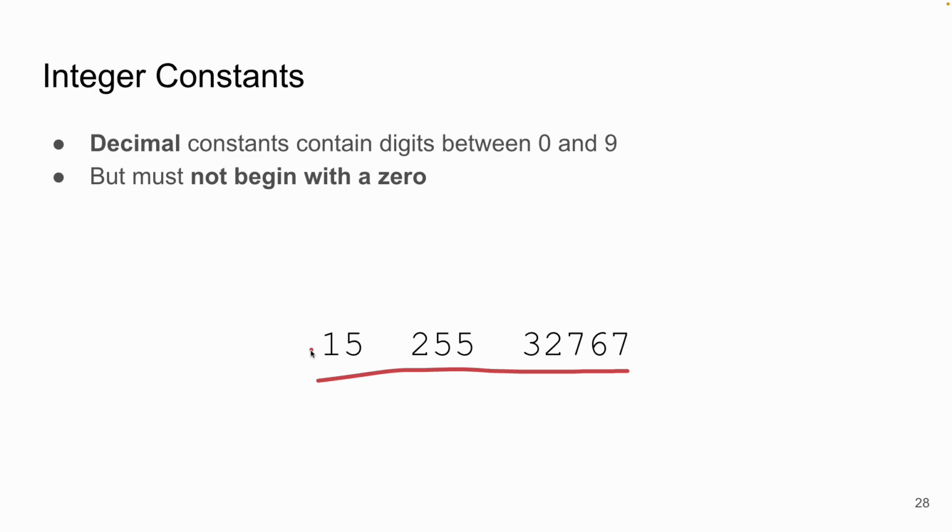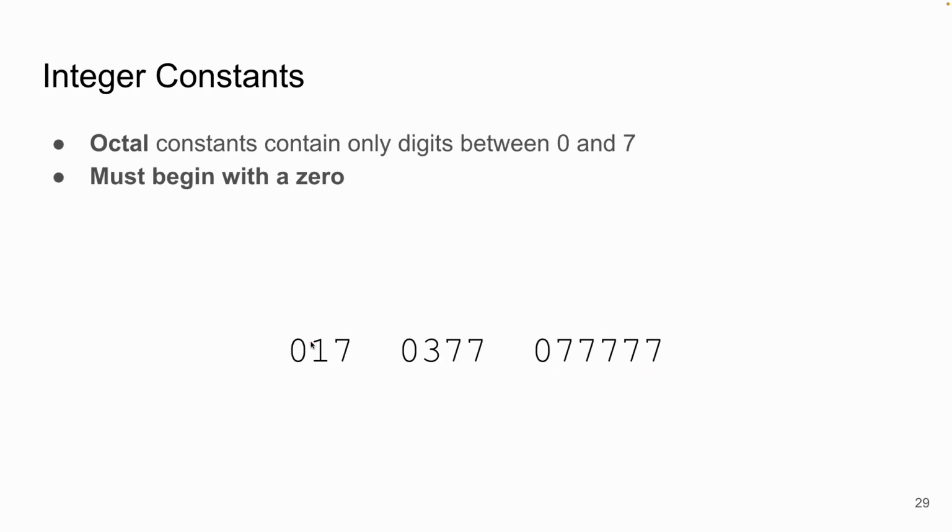Because if you add a 0 in front of the integer constant, then the computer will think this is an octal constant. In C, if you want to write down an integer constant in octal format, you need to add a 0 at the beginning. So this is how we write down an octal integer constant in C.